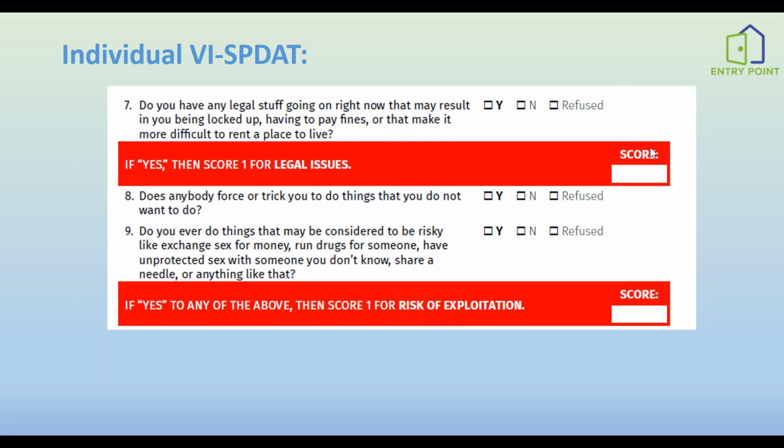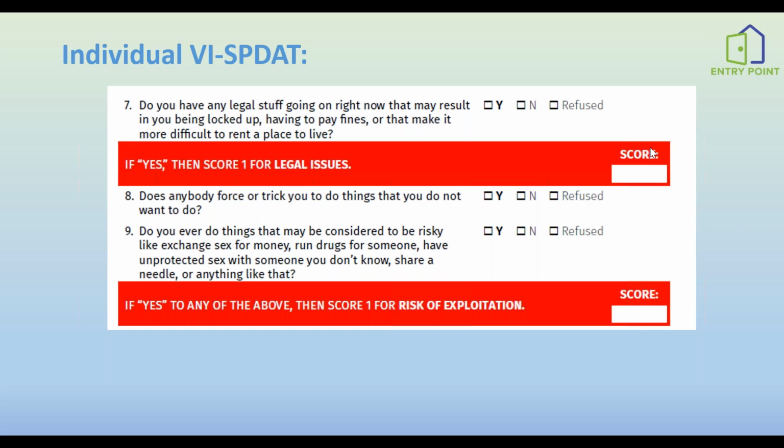Does anybody force or trick you to do things that you do not want to do? This is getting at coercion, not that I sometimes do things that I regret later or am embarrassed about, but did someone coerce, force, or trick me to do that thing? That's question number 8, and question number 9 is, do I do things that might be considered to be risky?